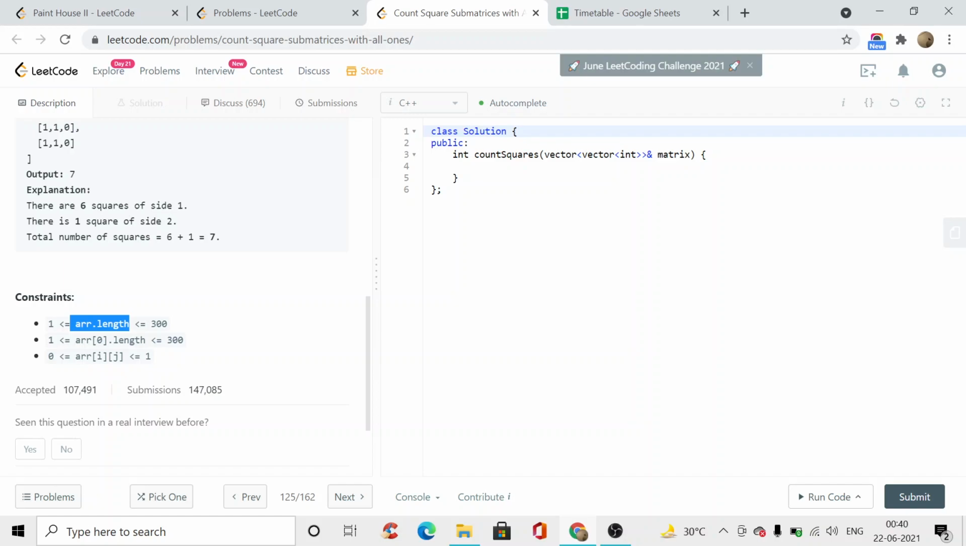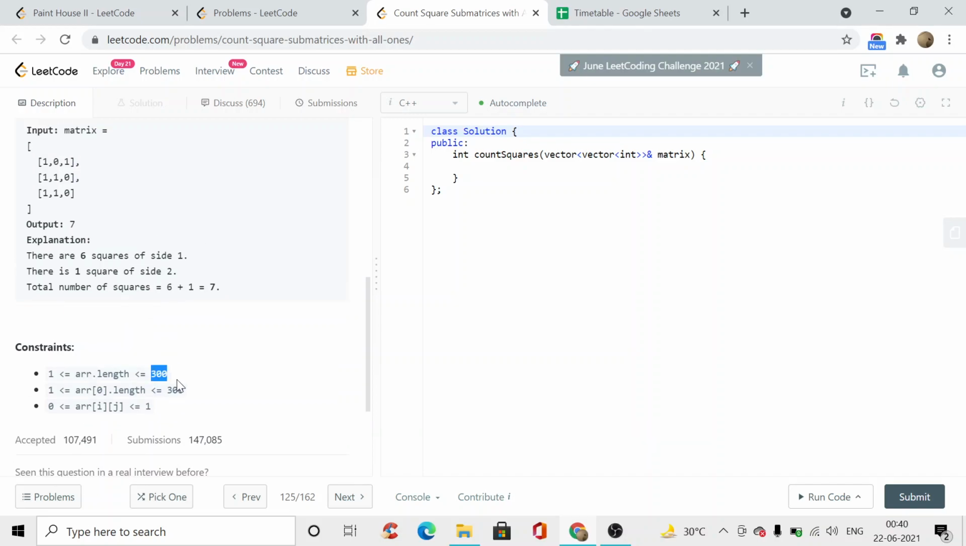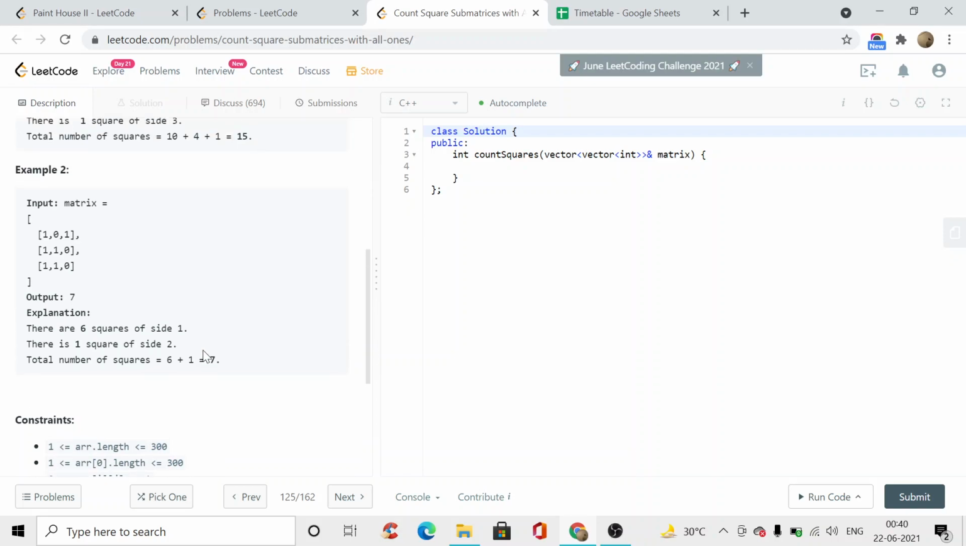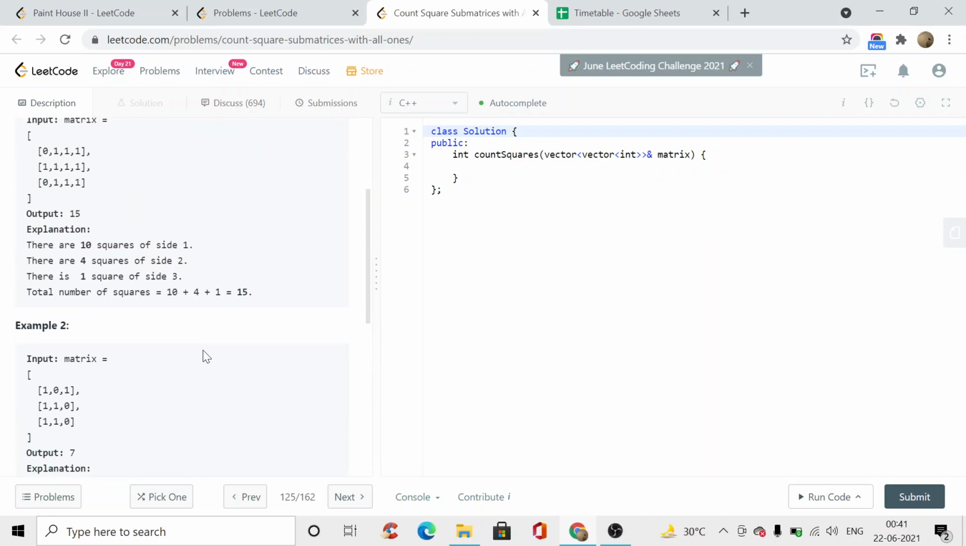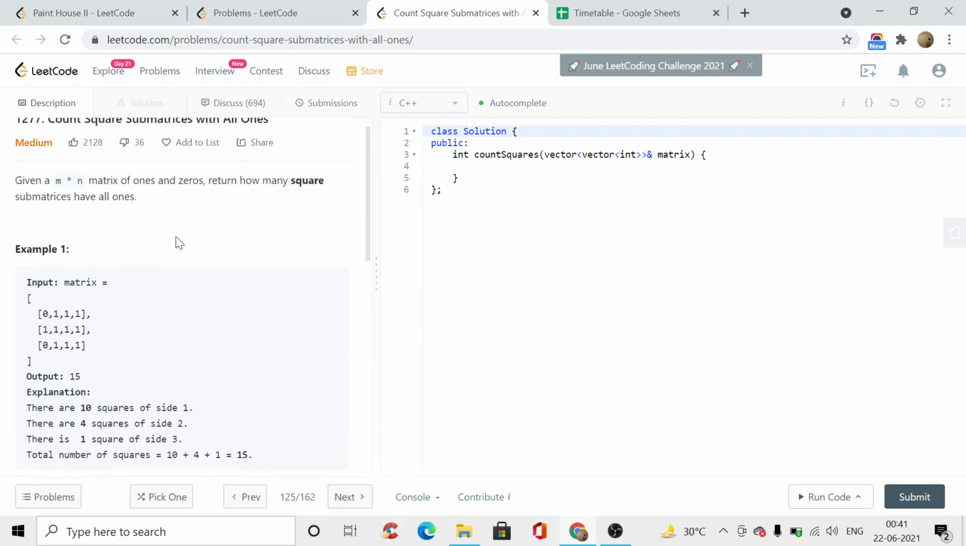So the constraint over here is 300 by 300. Okay, so we have about a 300 by 300 matrix, of which we have to find out how many submatrices form a square with all ones.